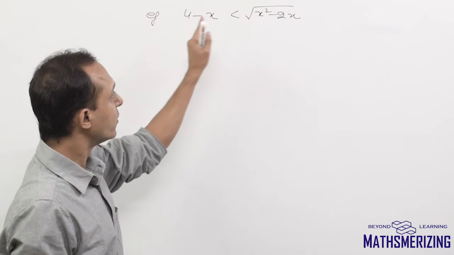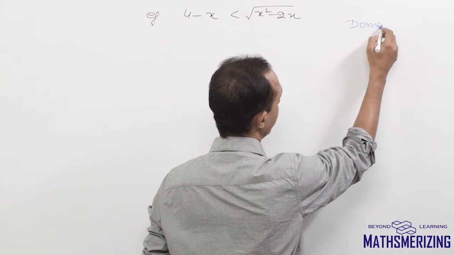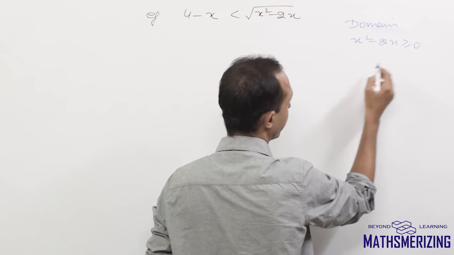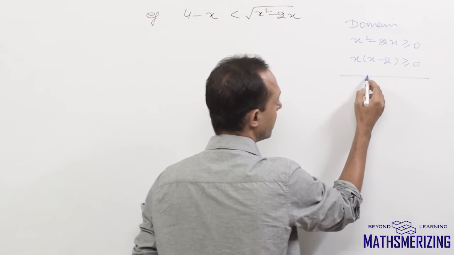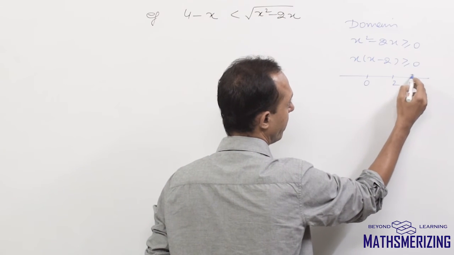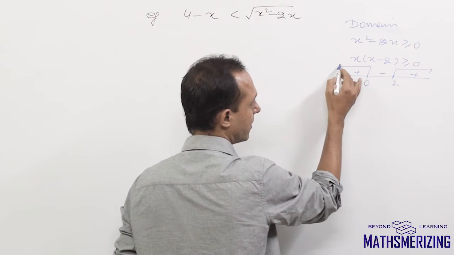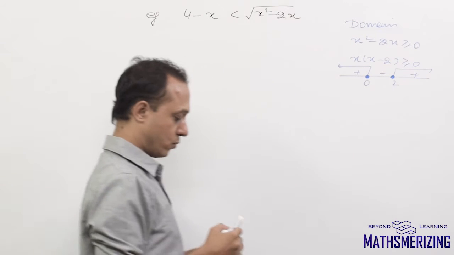Now the first thing I'll do in this question is to find the domain of this function. In order to find the domain, I'll write x square minus 2x should be greater than or equal to 0. So x, x minus 2 should be greater than or equal to 0. This is 0 and 2, plus minus and plus, and I need plus. So the value of x should be either less than or equal to 0 or greater than or equal to 2.